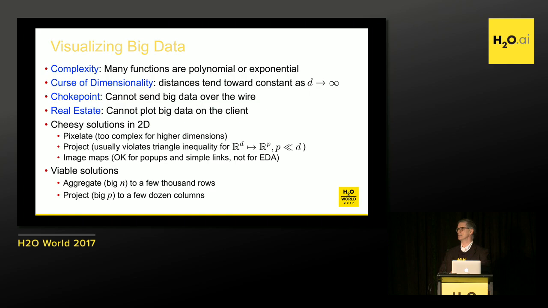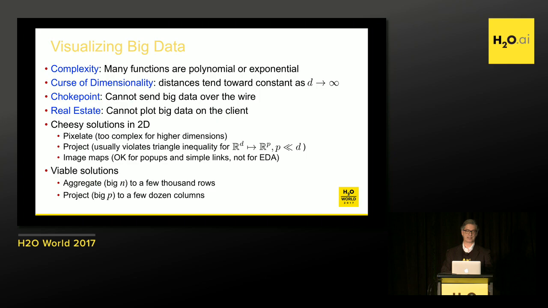There are cheesy solutions that people have published papers on, and I use the word cheesy advisedly. These are kind of quick shortcuts that don't solve the problem. You can pixelate, that is to say you can use one pixel for a point, but you're going to run quickly out of pixels, as I said, even with a megapixel display.